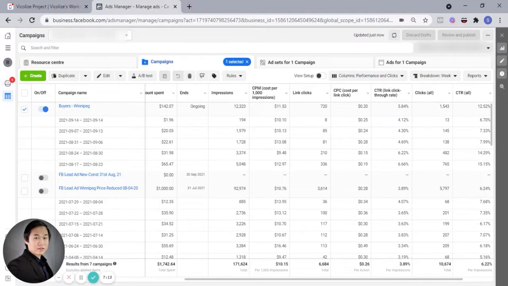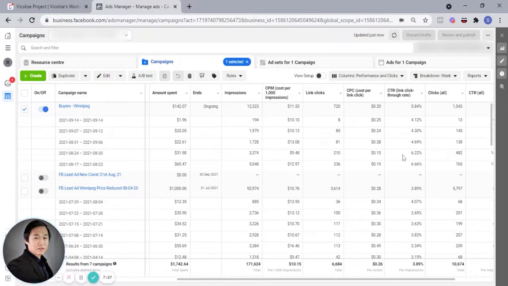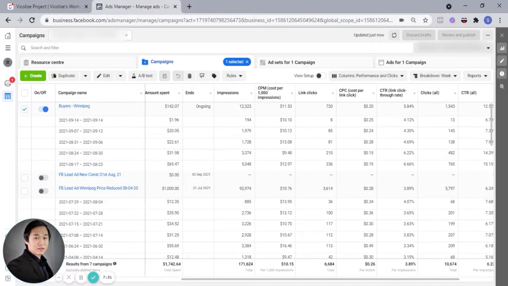What click-through rate means is how likely people are to click on our ads and end up being a lead. In the first week, as you can see, the click-through rate was really good, because there was a low spend. We spent $65 and we got 336 link clicks. We were getting a lot of link clicks, and the click-through rate was 6.6%.